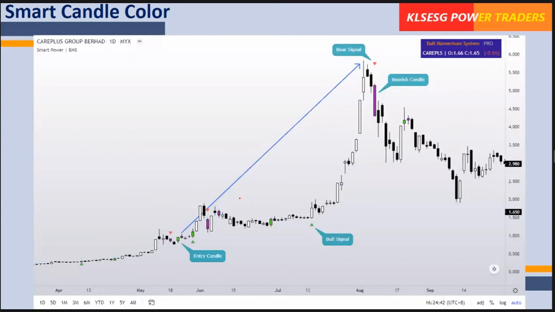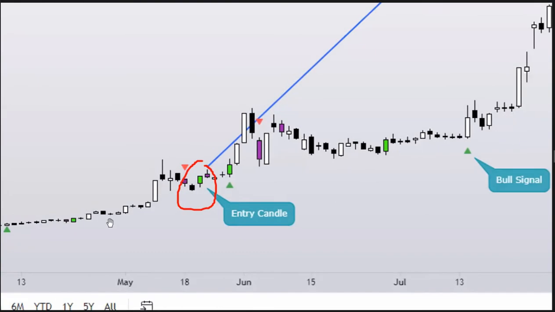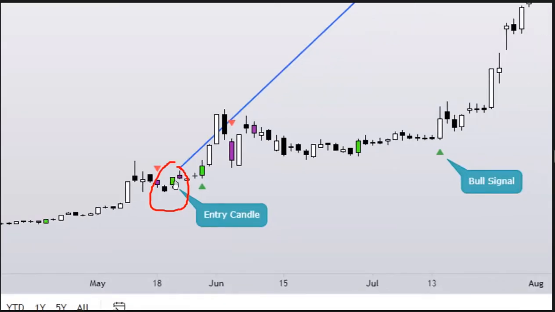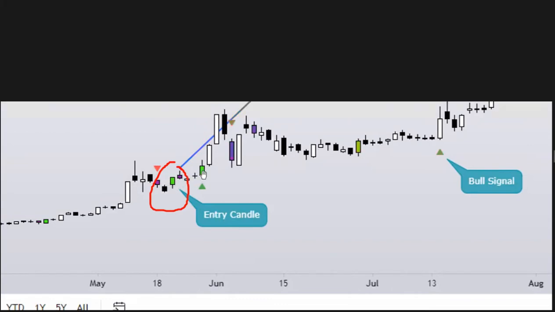Yeah, the smart candle. With the smart candle, we want to see a small candle like this. It's also an entry trigger. You see all these small little green candles? It's a bright green candle. It's also an entry trigger. It's a bullish signal. You can also enter based on this little candle.